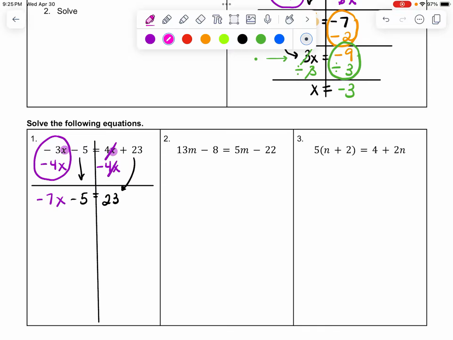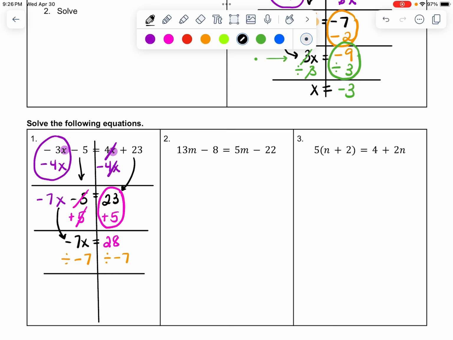So my first move here is going to be to add the 5 on both sides because I always start with the number that is farthest away from x. When I do that, the 5's cancel, and 23 plus 5 is 28. Then I'm going to drop down my negative 7x. And then I'm going to divide by negative 7.